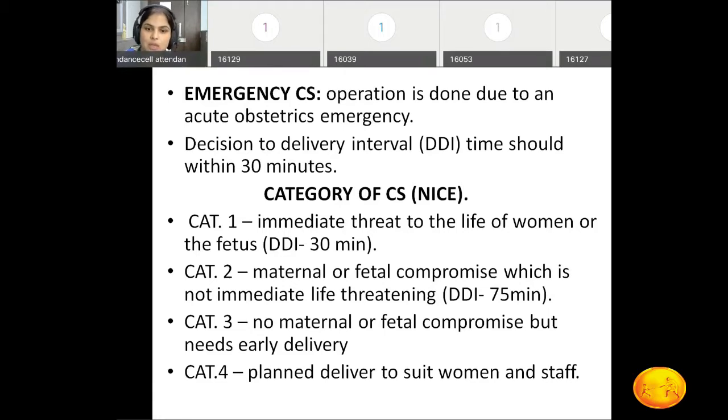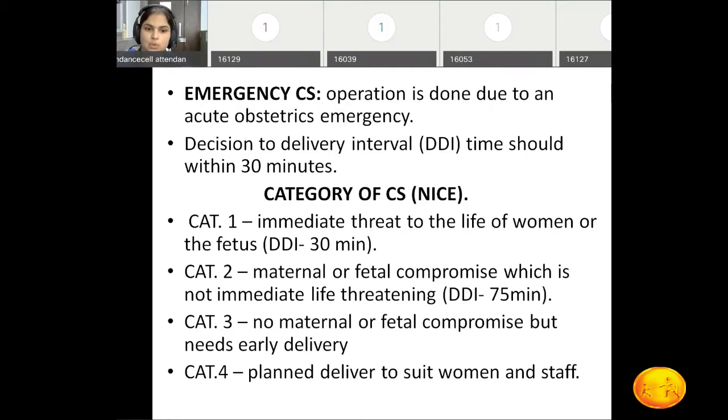Now, NICE guidelines have prepared categories of cesarean section to categorize which type of cesarean section it is and how much time it should take to deliver. This is to see whether operative skills are appropriate, to have a watch on how quickly we perform things, and whether the team is efficient enough to move the patient fast and deliver the baby quickly.